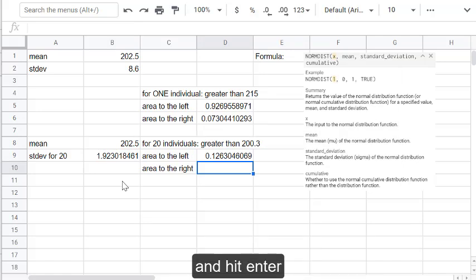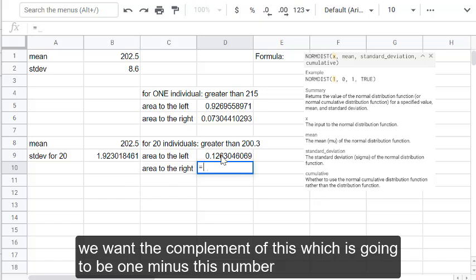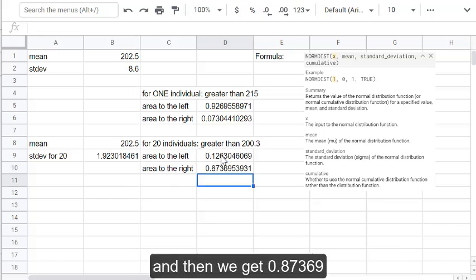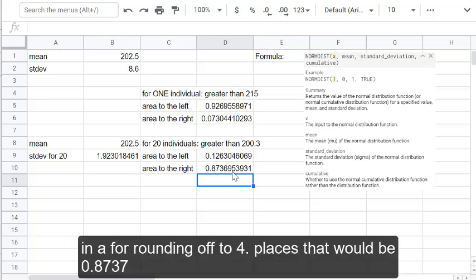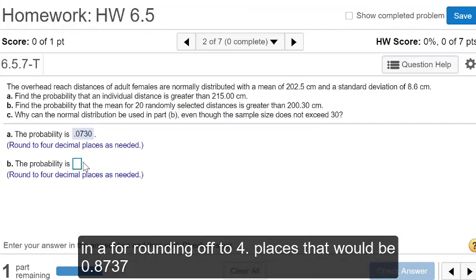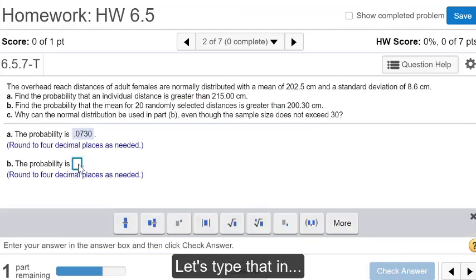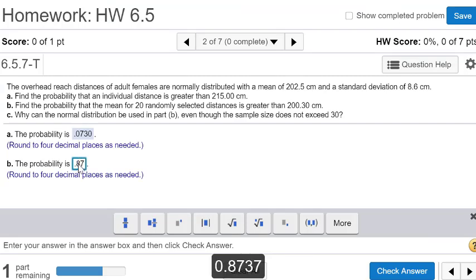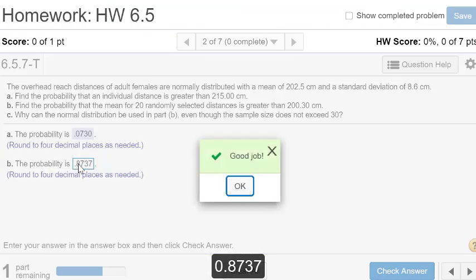and hit enter. Now we want the complement of this, which is going to be 1 minus this number. And then we get 0.87369. And if we're rounding off to 4 decimal places, that would be 0.8737. Let's type that in, 0.8737, and that looks good.